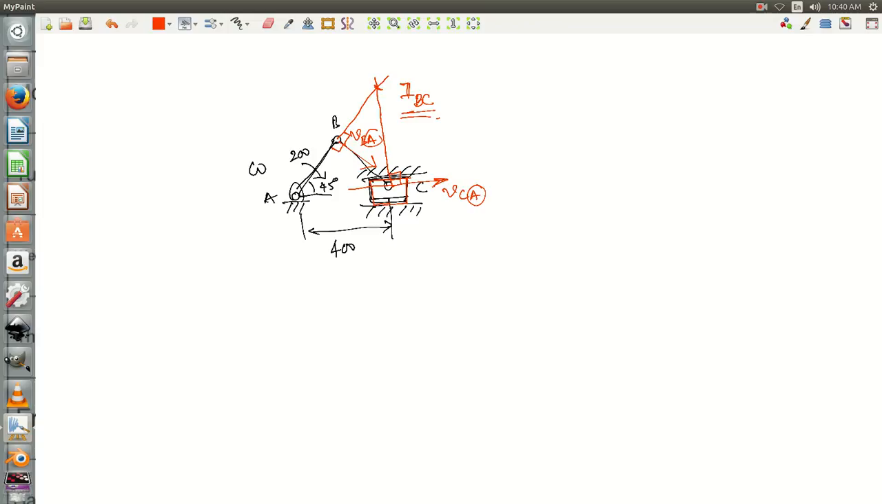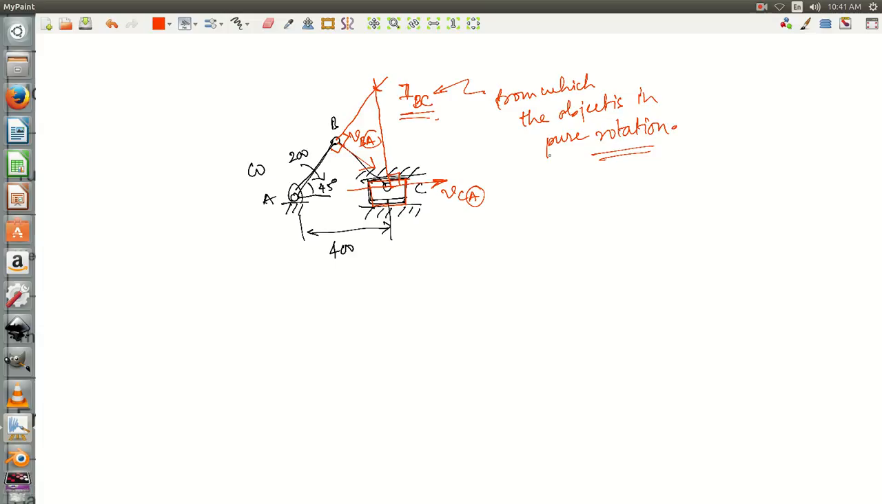Why? Because we know that the instantaneous center is a point about which the object is in pure rotation with respect to the fixed link. Of course, whenever you are considering the velocities, say the velocity of this point C, it has to be considered with respect to the fixed link. Here also velocity of B is considered with respect to fixed link. Hence this is an instantaneous center.